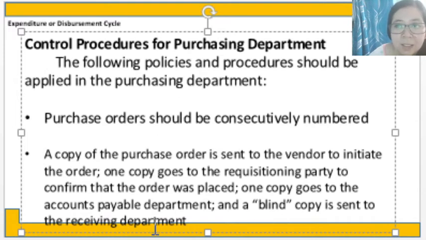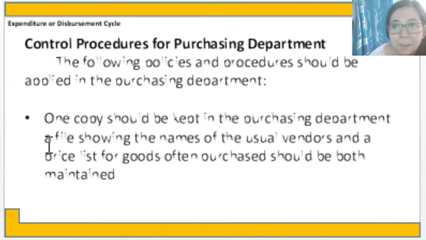Because in this case, the receiving department will be responsible for recording of whatever the deliveries received are. Okay, so this is to make sure that what is received by the receiving department will be recorded by them. So after that, it will be matched with the purchase order if indeed what was received was actually the items ordered as well as the amount. Okay, so that is the purpose of having a blind copy for the receiving department.